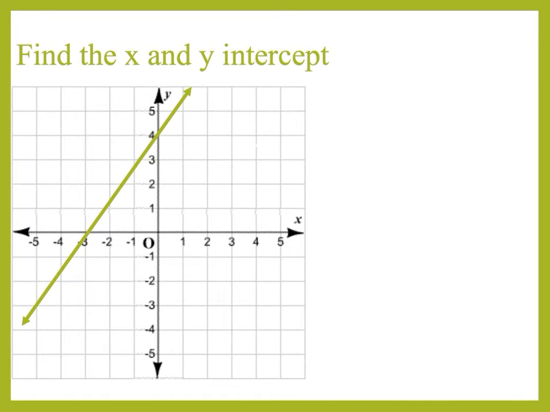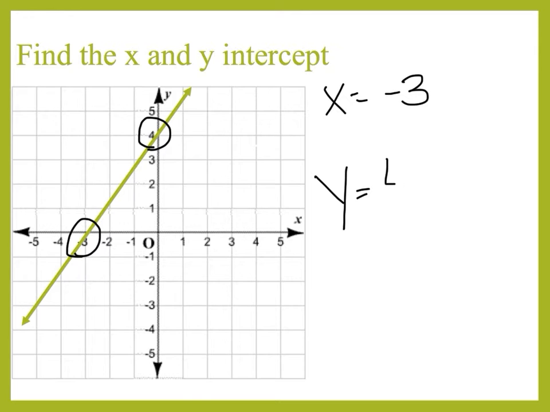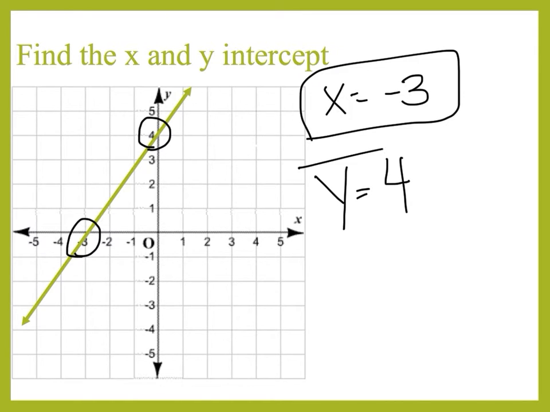Now I need to find where my x and y intercepts are. When I already have the graph, it makes it a lot easier. If I'm looking for my x-intercept, I go to my x-axis. It crosses right here, so it's negative 3. For my y-intercept, I go to my y-axis. It crosses here, so it is 4. So my x-intercept is negative 3, and my y-intercept is positive 4.